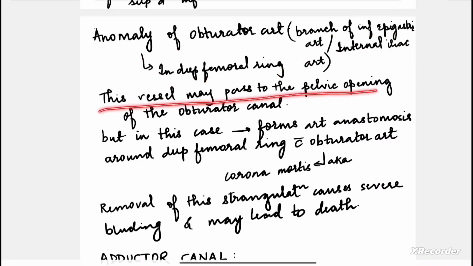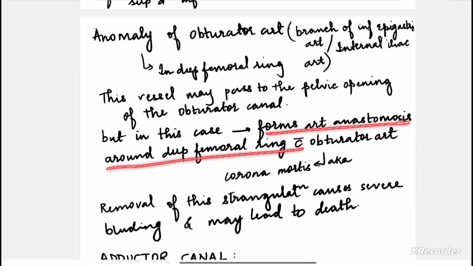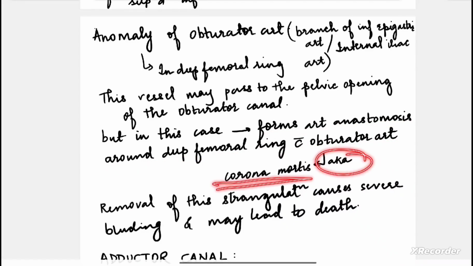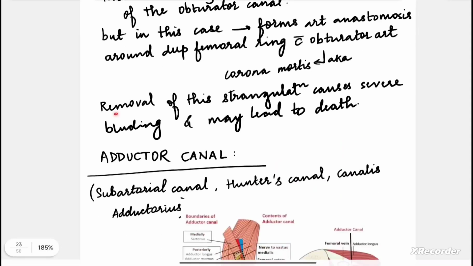These vessels may pass to the pelvic opening of the obturator canal, but in this case they form an arterial anastomosis around the deep femoral ring with the obturator artery, also known as corona mortis. Cutting this during strangulation release causes severe bleeding and may lead to death.